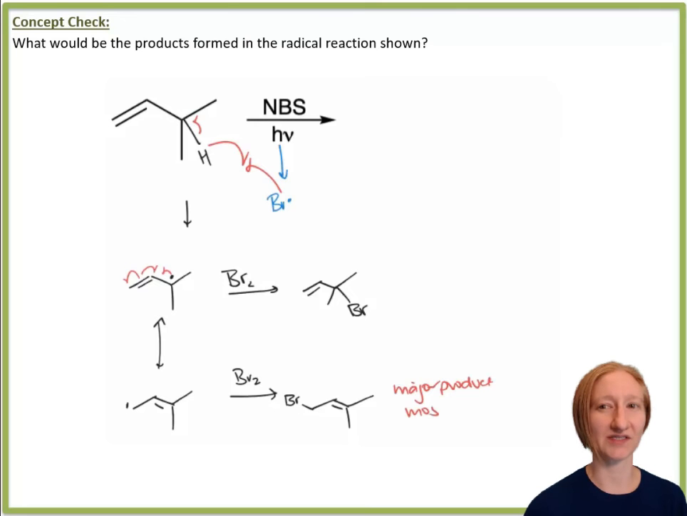And the second product, the primary bromine product, will form in greater amounts. It will be the major product because it's the more stable alkene. So remember that more substituted alkenes are more stable alkenes, and those will form in greater amounts in these radical bromination reactions.